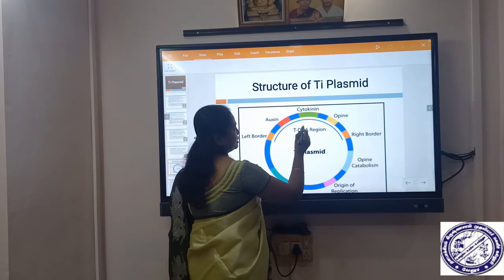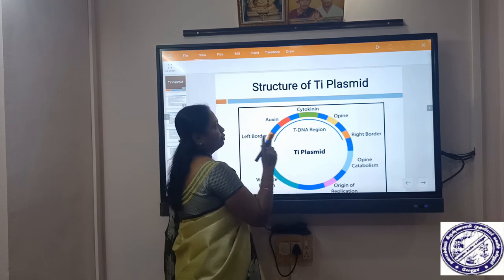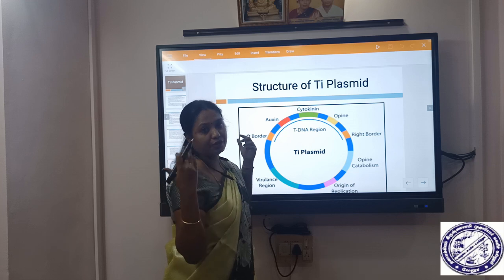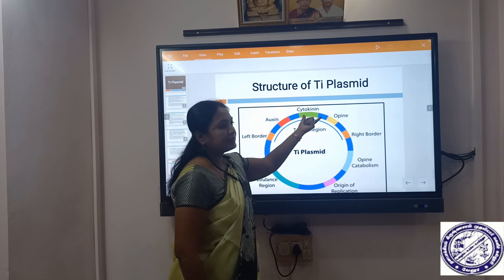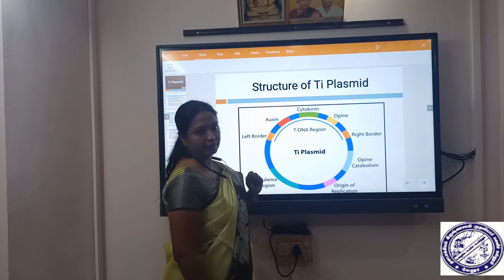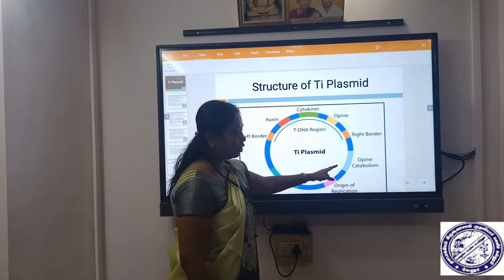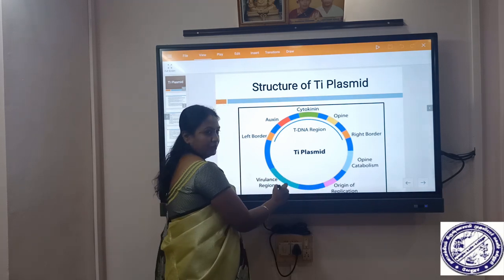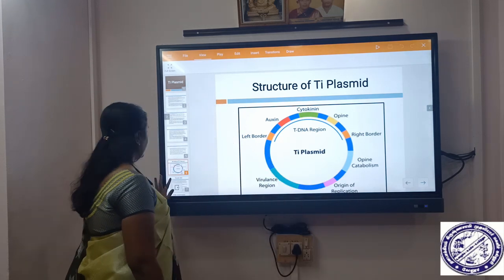So in this T-DNA region, as I said earlier, you have two important enzymes which are important for the production of phytohormones called auxins and cytokinins. These are the genes responsible for auxin and cytokinin production. Here you have the opine gene, and here you have the opine catabolism gene. Here is the origin of replication. This is the virulence gene. So this is the structure of the Ti plasmid.